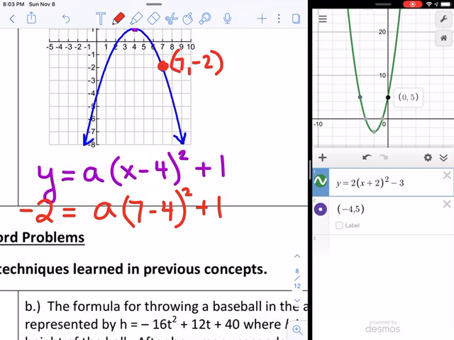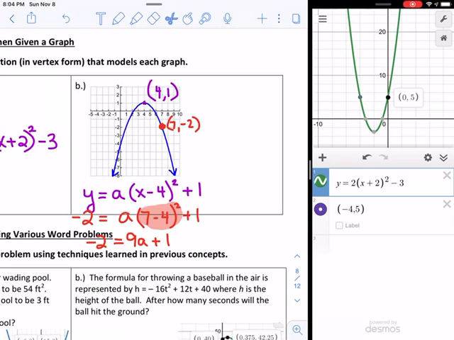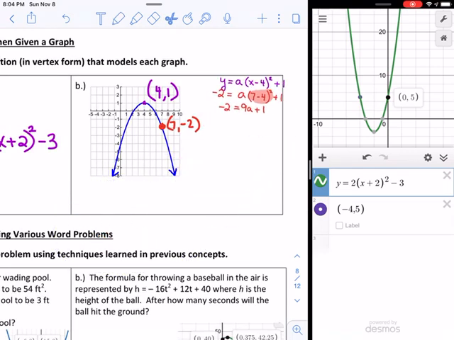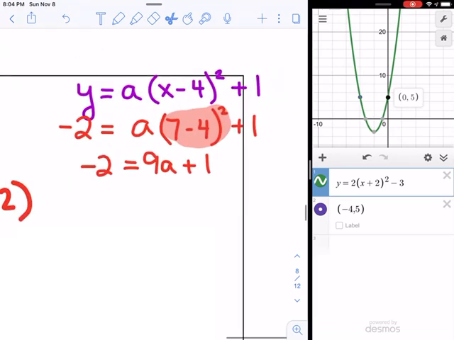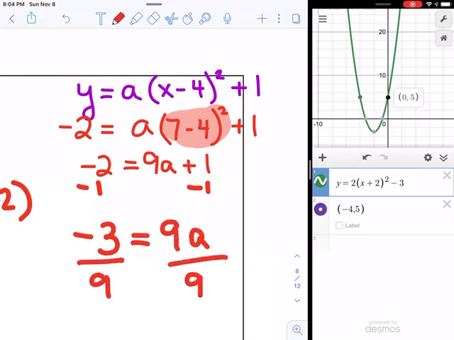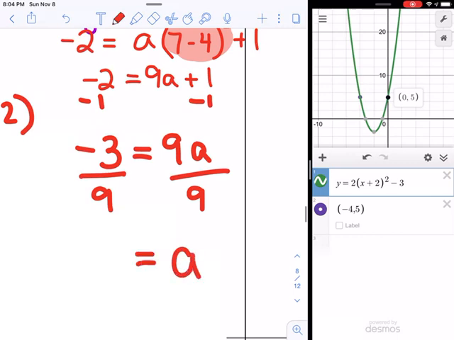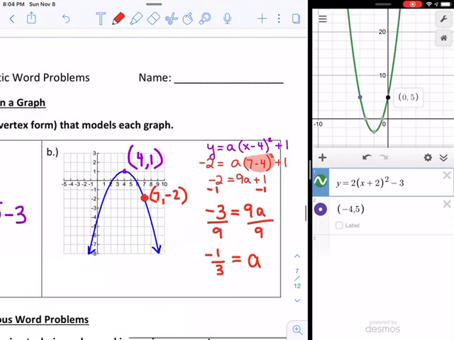So we have 7 minus 4 is 3. We square it and we get 9. So that means we have 9a. So 9 times a is 9a, plus 1 equals -2. And then we need to subtract the 1. I'm going to move all of this over to the side so we have a little more space to work. We subtract the 1 from both sides, so that gives me -3 equals 9a. And then I'm going to divide everything by 9. If you notice, both the numerator and denominator are divisible by 3, so that simplifies down to -1/3.